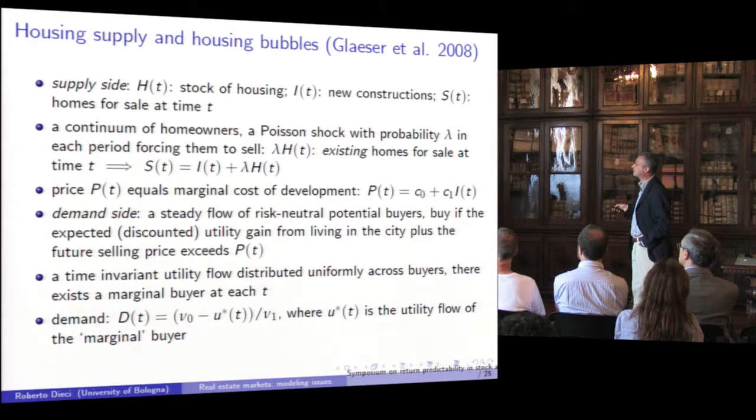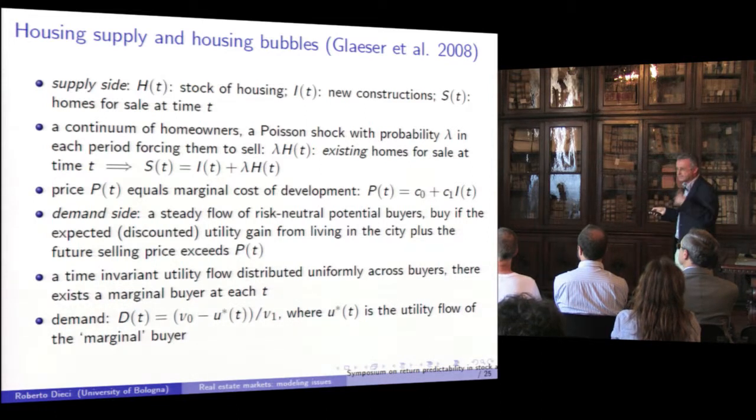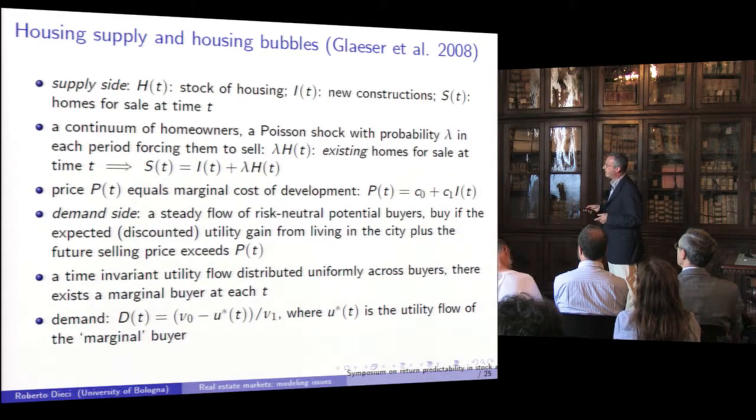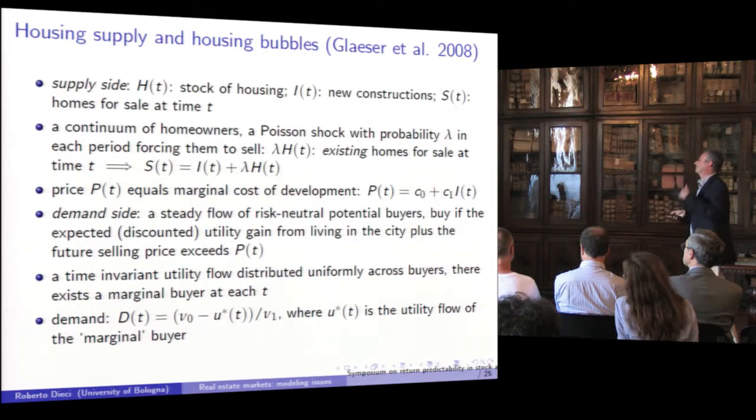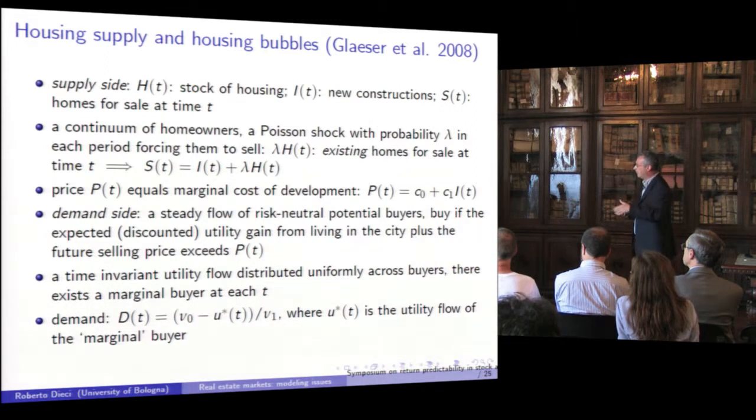There is the assumption of a Poisson shock with probability lambda in each period forcing homeowners to sell and leave the city, okay? On the supply side, the price equals the marginal cost of development by this very simple equation. There is an increase in marginal cost. From the demand side, there is a steady flow of risk-neutral potential buyers who buy if the expected discounted utility gain from living in the city plus the future selling price exceeds the current price, okay? There are some technical details: a time-invariant utility flow distributed uniformly across buyers, and at each time there exists a marginal buyer which determines the demand level this way.